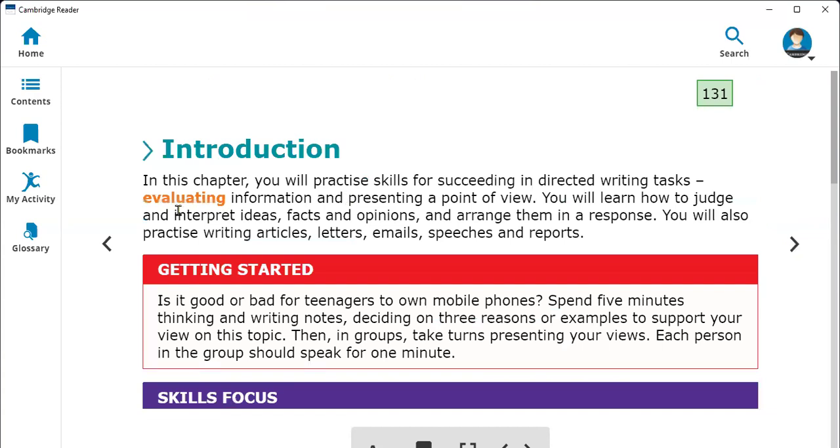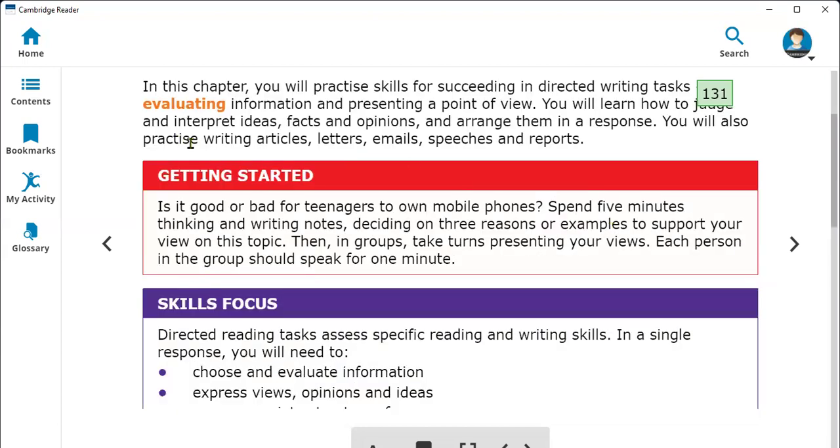In this chapter's introduction, it has been told very clearly that directed writing is actually about information and presenting a point of view. So you will learn how to judge and interpret ideas. You will see how to deal with the facts and opinions and arrange them in a response. And you will also see how to practice different types of directed writings.